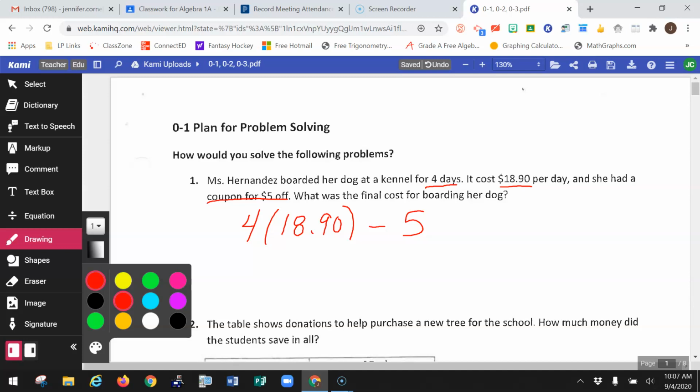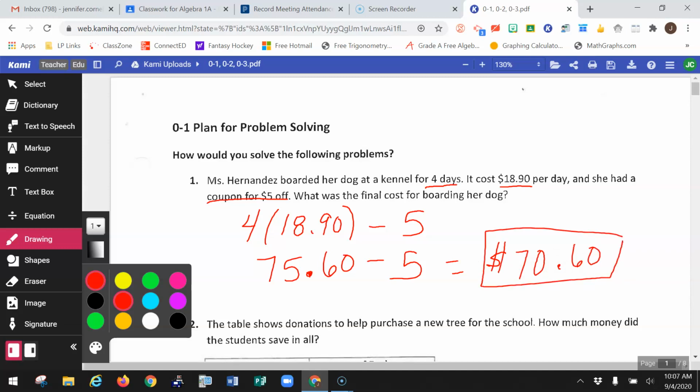And then when you punch this in your calculator, you want to definitely make sure you're following your order of operations. First, multiplying here. So this will give us 75.60. And then we want to take off the $5 still, and that gives us a total of $70.60. So since they're word problems, you want to make sure you always put a label or a dollar sign or something on it when necessary.